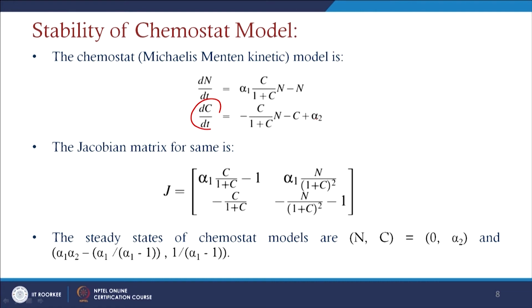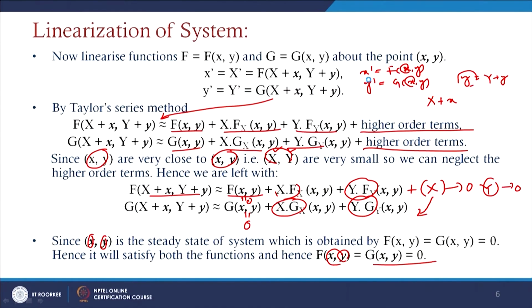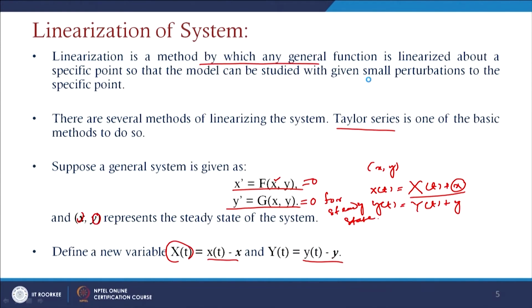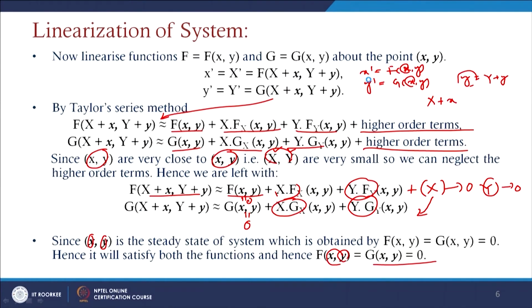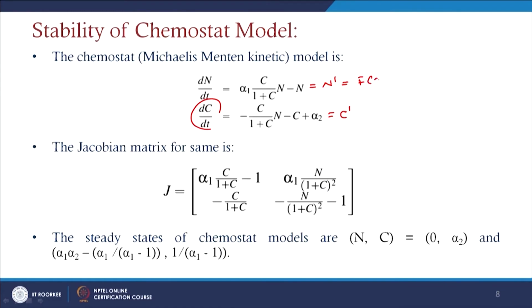And to get the terms for this Jacobian, we can first differentiate. Here we are writing n prime, this is nothing but c prime here, and this can be expressed as f of x plus Δx, y plus Δy, and g of x plus Δx, y plus Δy, which is only f of x y and g of x y. This is f of x y, this is g of x y.